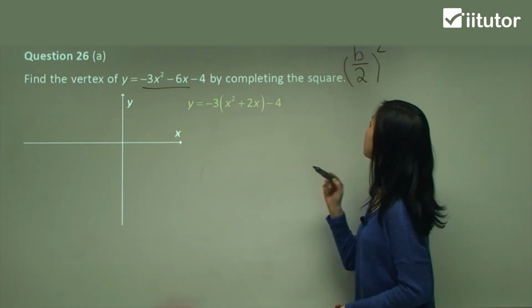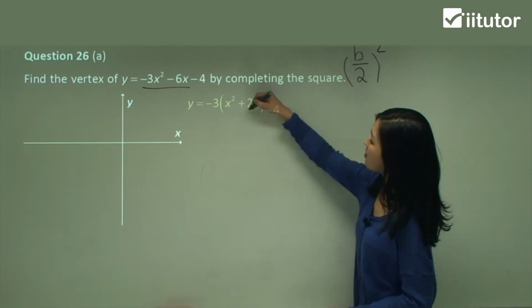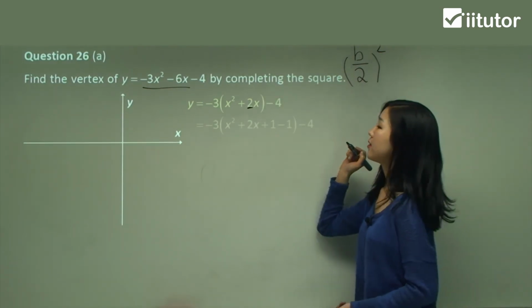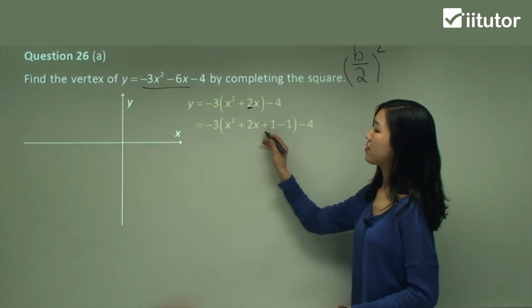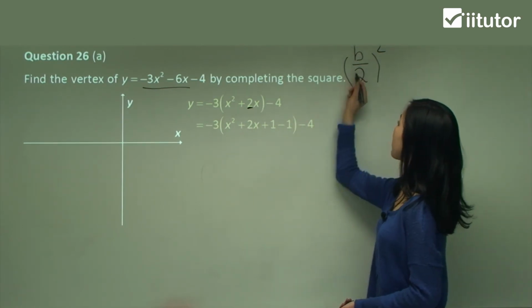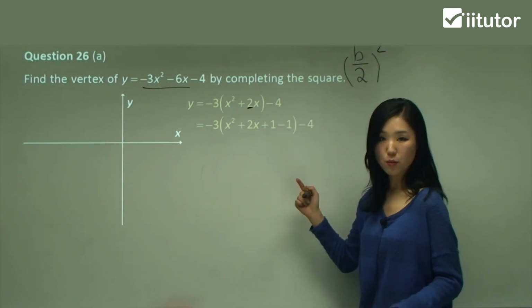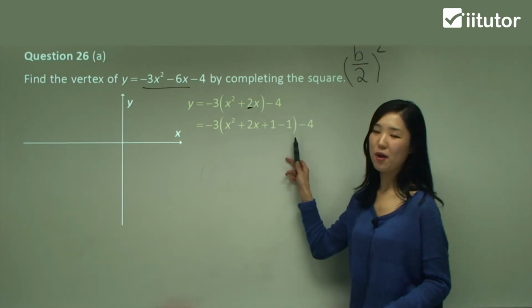And then apply your completing the square method. So b in this case is 2. So I'm going to do x squared plus 2x, leave it as it is. 2 divided by 2 is 1, 1 squared is 1. So you add 1 and subtract 1.